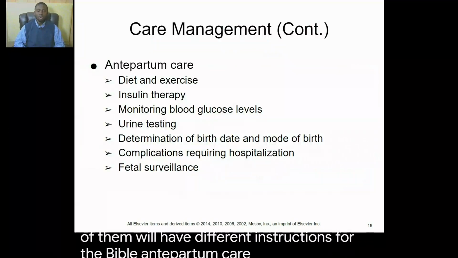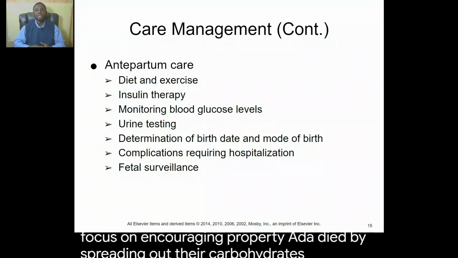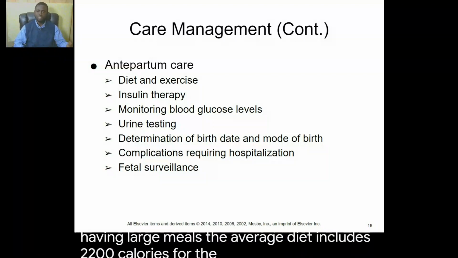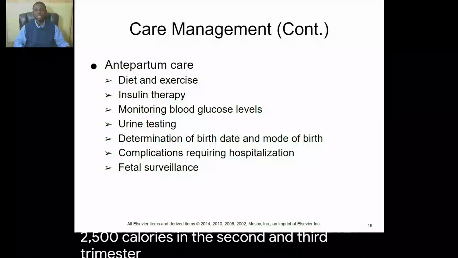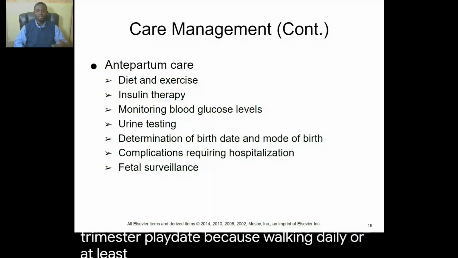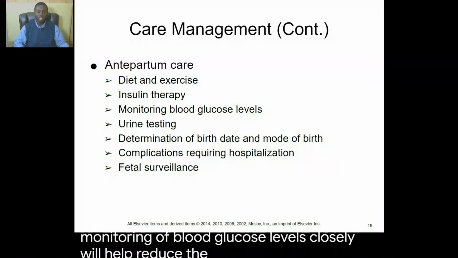Antepartum care for the client with pre-existing or gestational diabetes should focus on encouraging proper ADA diet by spreading out their carbohydrates and having small consistent meals instead of large meals. The average diet includes 2,200 calories for the first trimester, up to 2,500 calories in the second and third trimester per day. Exercise should be stressed because walking daily, at least 30 to 60 minutes per day, and monitoring blood glucose levels closely will help reduce the complications of diabetes.